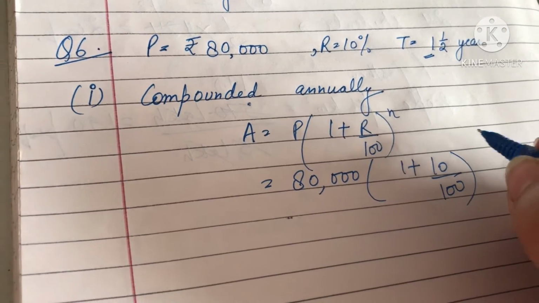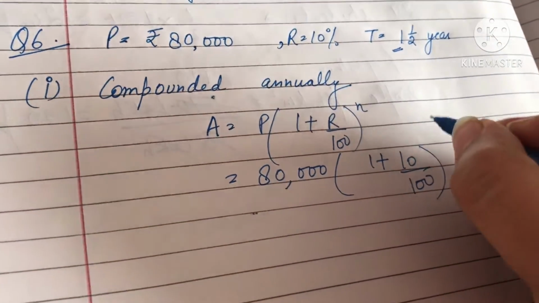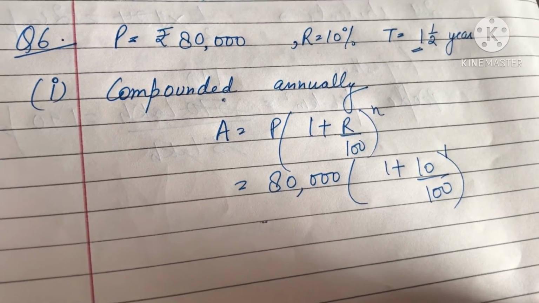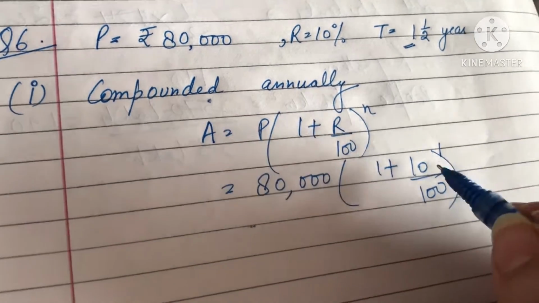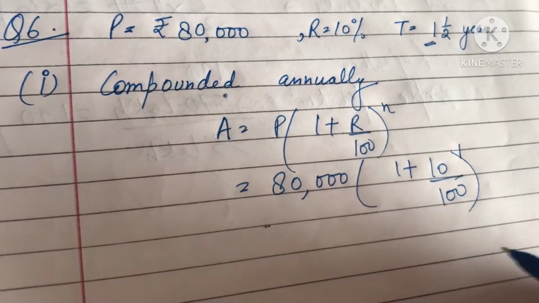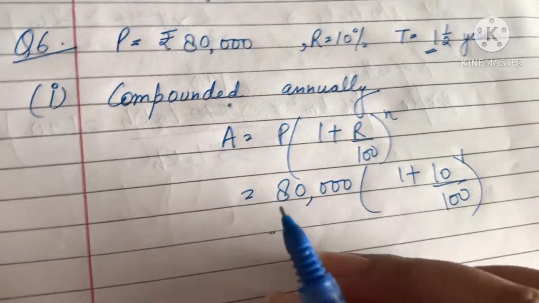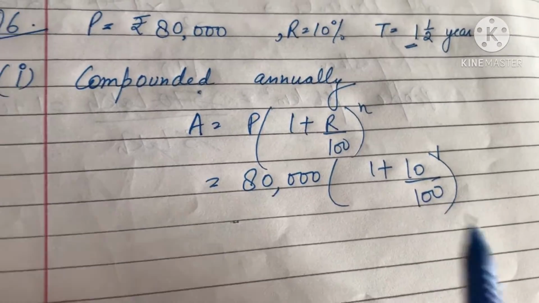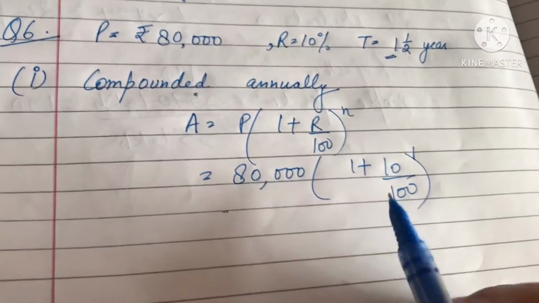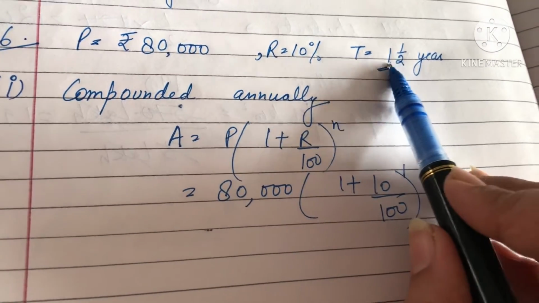N means time. It is 1.5, but we will not write 1.5 here. We will only write 1, which is the complete whole number. You know that in the power, how will you find the power of 1 by 2? You can't do it for now. In class 8th you don't know how to do it. Later on you will understand how to do it. So here we will focus only on the whole number.